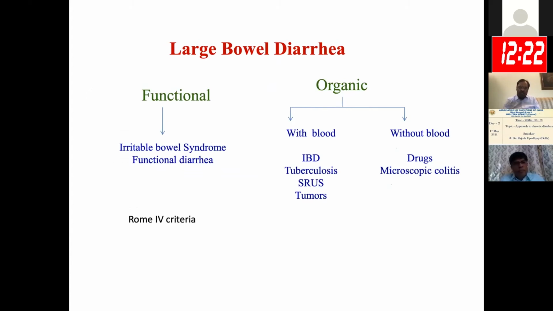If you look at the large bowel diarrhea now, we have to distinguish between what is organic and functional, and I've already talked about that. And those who have functional diarrhea usually are irritable bowel syndrome or functional diarrhea. The difference being that irritable bowel syndrome is associated with abdominal pain. Functional diarrheas are purely diarrheas without any abdominal pain. And organic diarrhea, again, can be with blood or without blood. With blood, common causes are inflammatory bowel disease, tuberculosis, SRUS, and tumors, whereas those without blood are due to drugs or a condition called microscopic colitis, which is often being missed.